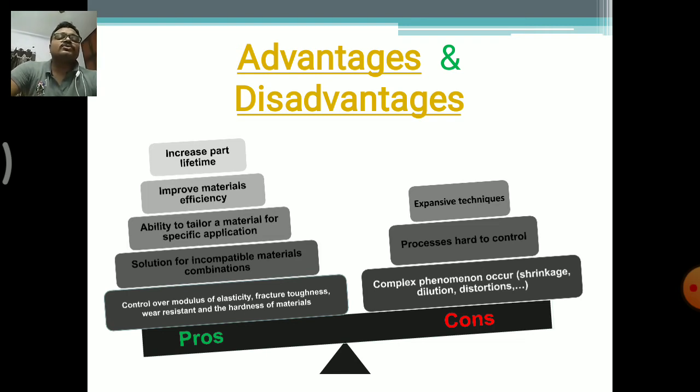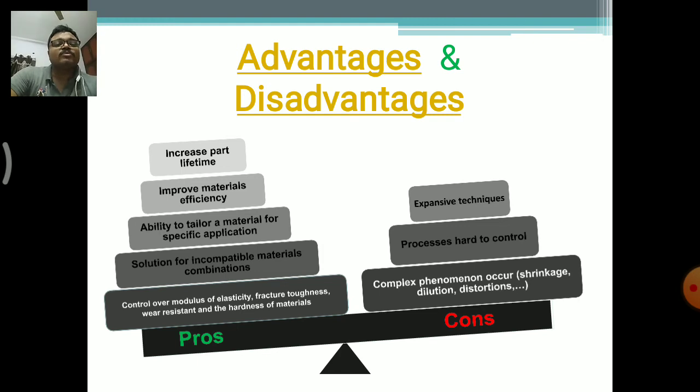Next, going to the other side, that is disadvantages. The first one is expensive techniques. We are using expensive machines, and in the investment also we are using very high-cost machinery. So it is an expensive process compared to composites and alloys.